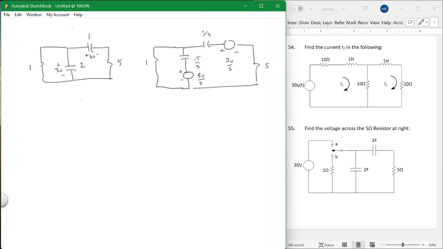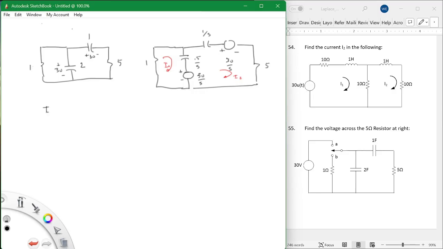So now what do we have to do? Let's do this in red because it gets confusing if we don't change colors. Okay, so now we do this in red. I1. This is I2. All right, now let's go back to black. Now let's write our equations, okay?